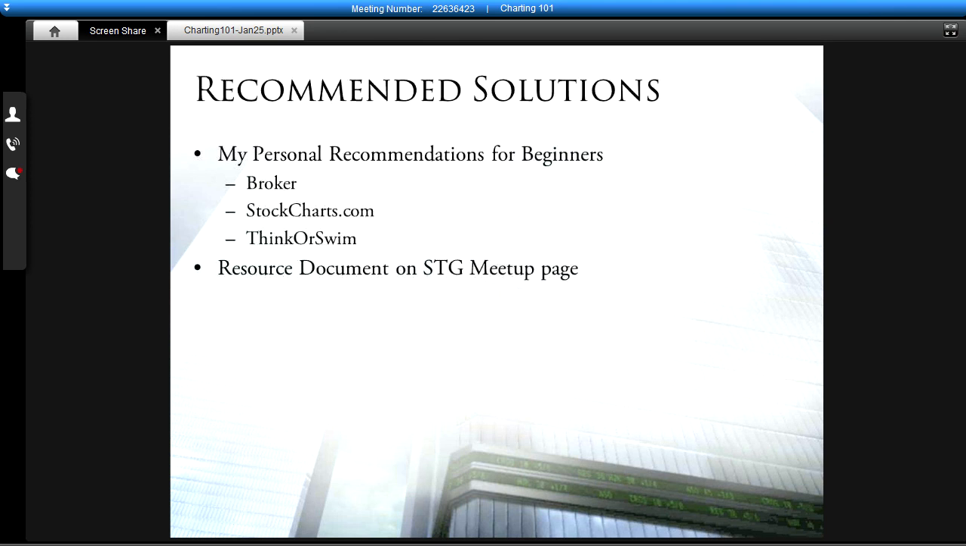Then you can start to customize it a little bit. You can't really do much by adding new indicators or anything like that, but for a beginner, what they have is a lot of information to get you started and to get you going.